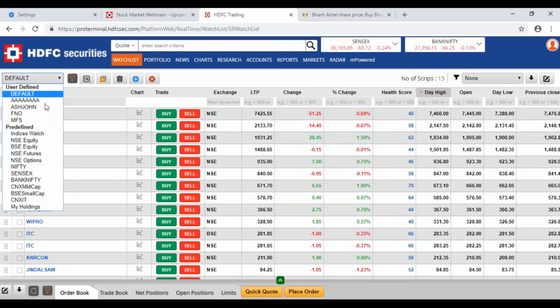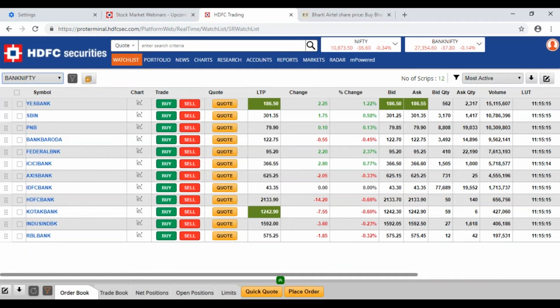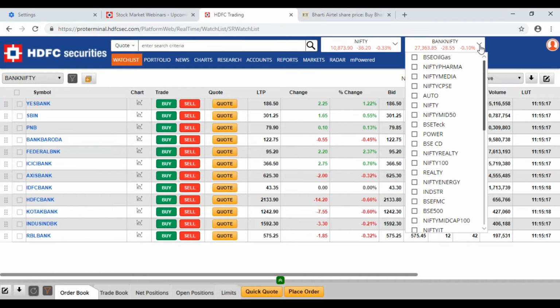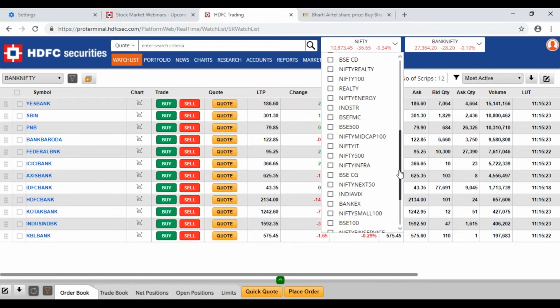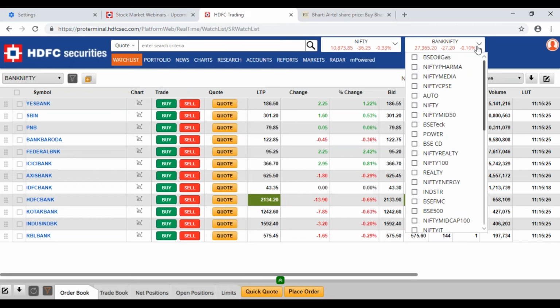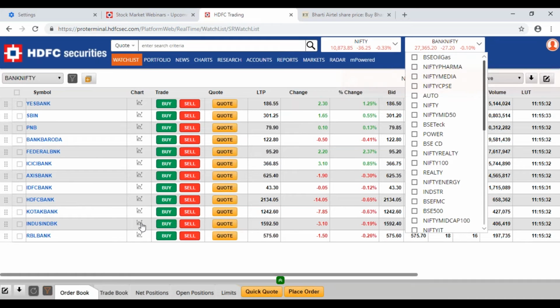And also it has predefined watch lists, like indices watch you can keep, NSE equity, BSE equity, NSE futures, Bank Nifty, you can keep Bank Nifty as your watch list. And the beauty is that you can keep Bank Nifty out here as index tracking also. So the above two index tracking tools are there. Here you can keep the indices that you want to track as per your requirement. So I've kept Bank Nifty and I'm tracking the Bank Nifty stocks out here, and then can take some more informed decisions. Right?